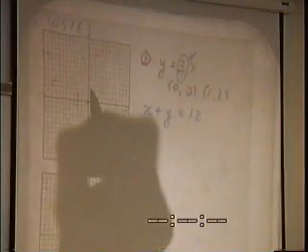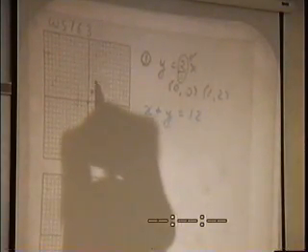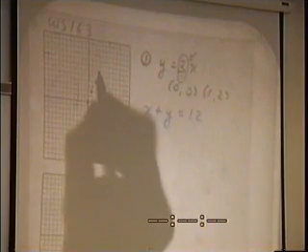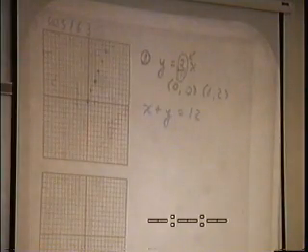That's positive 2, up 2, and over 1. I can go from any point on my graph that I want. Up 2, and over 1, and up 2, and over 1, and up 2, and over 1. I can count it as many times as I want.